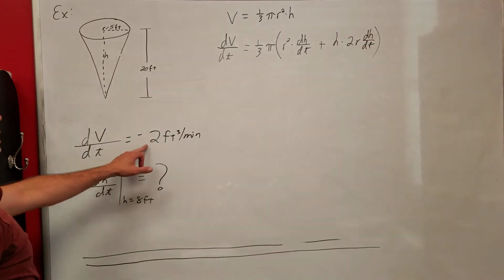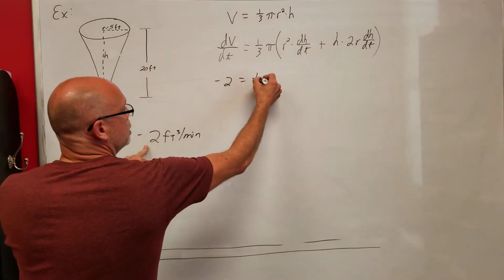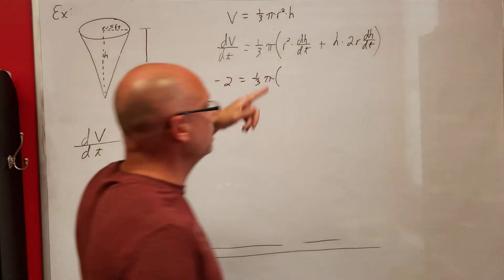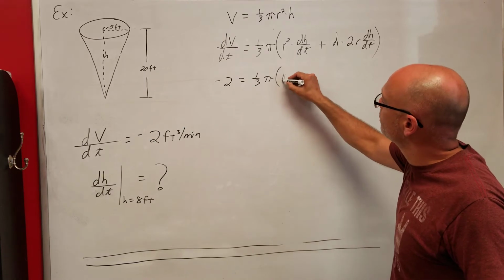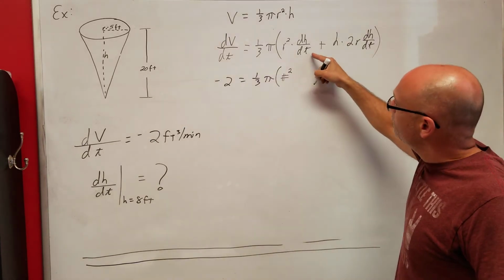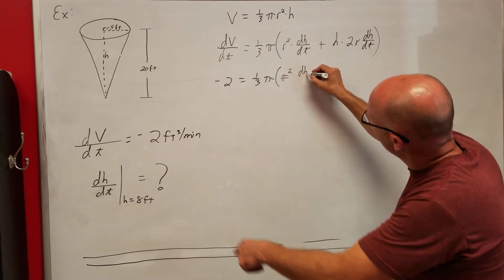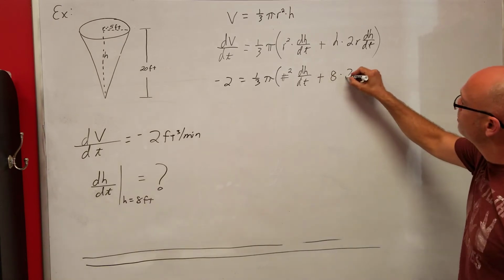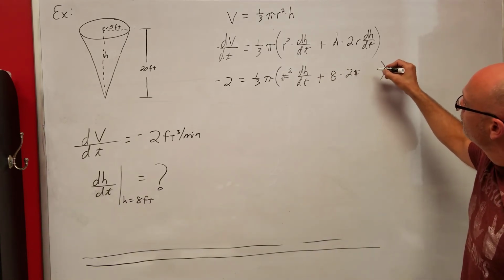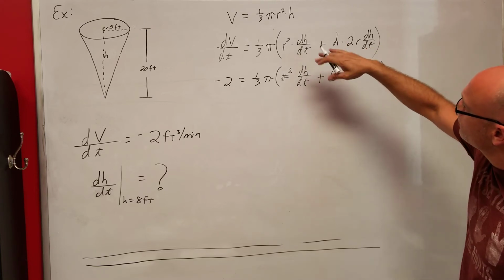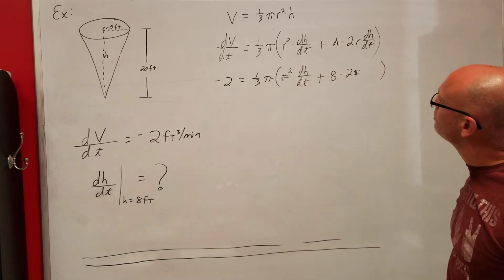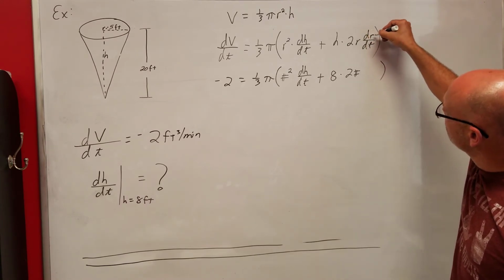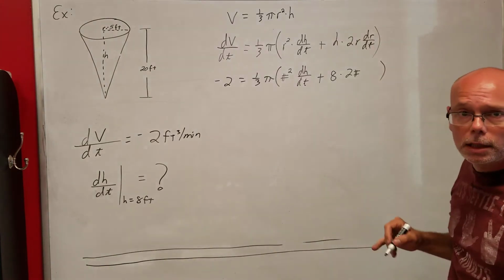All right, so dv over dt, I can put in -2. 1/3 pi is just 1/3 pi. I don't know what r is, but I could probably find it. I could put in a number right here, squared. dH over dt is unknown, so that stays dH over dt. Plus h is 8 here, times 2, and I can find that number for r, times, what was I supposed to put here? I was supposed to put what? dr over dt right there. That's what that should be, dr over dt.